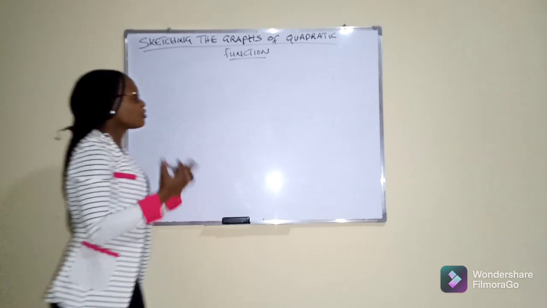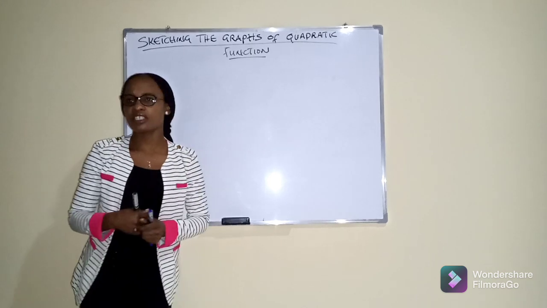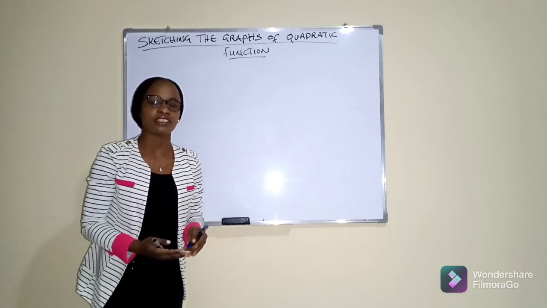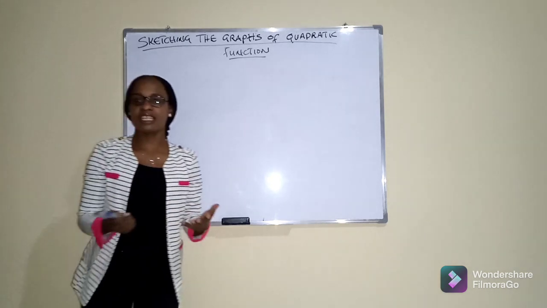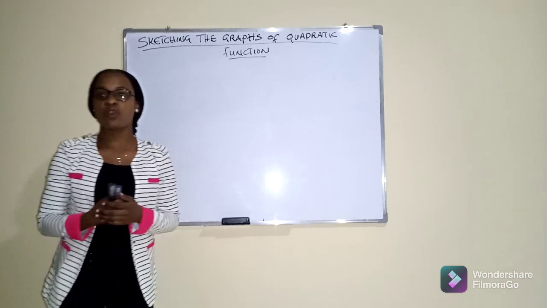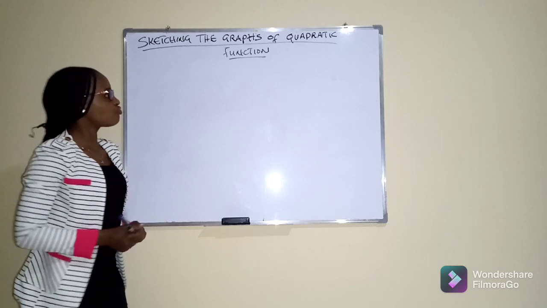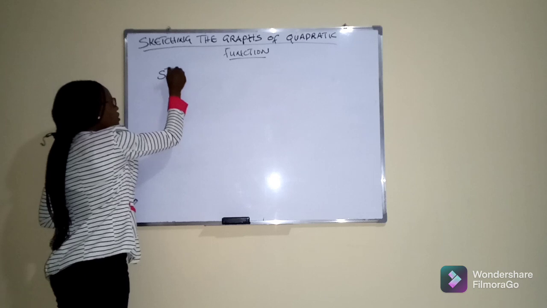So if we want to sketch the graph of a quadratic equation, if you've been given a quadratic equation, how do you go about it? How are you going to graph it? How do you plot it? How do you sketch it? So we'll look at some of the steps that we can consider to sketch this.